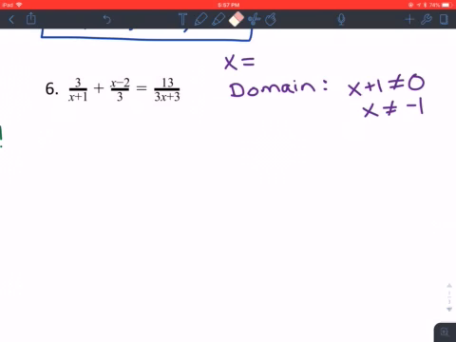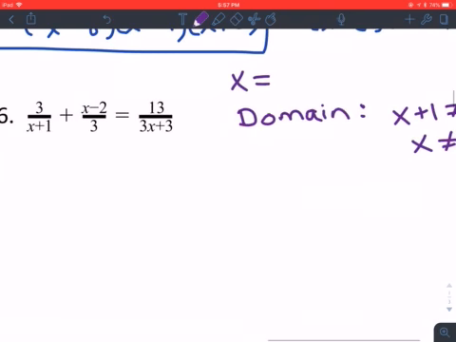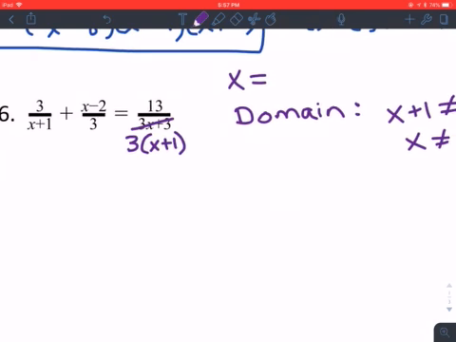Okay, now we do want to factor everything. The only thing left to be factored is our denominator here. We can factor out a 3, and we're left with x plus 1.